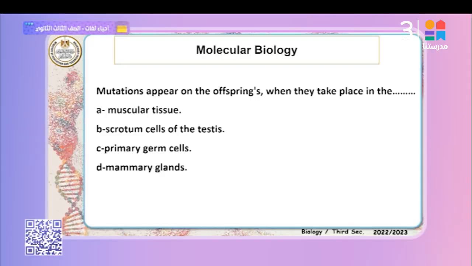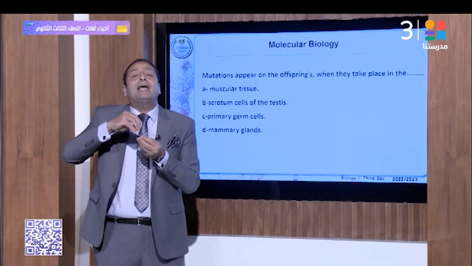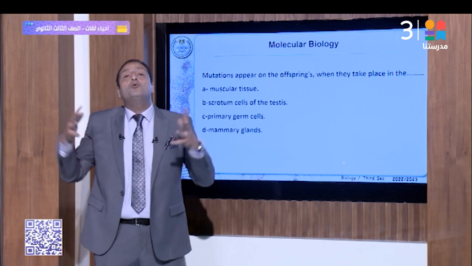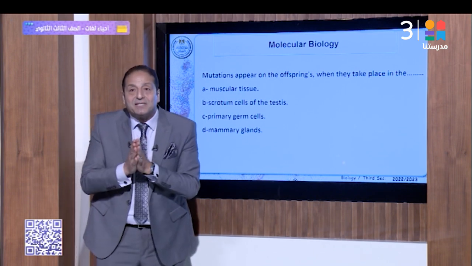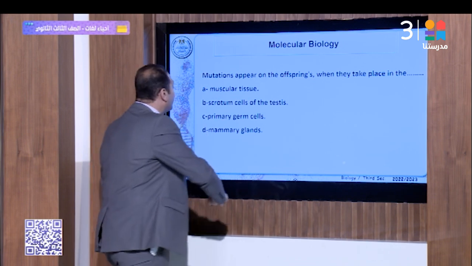Do mutations appear in the offspring when they take place in muscular tissue? No. A mutation that is transferred from the parent to the offspring, from generation to generation, is called a true mutation. One that doesn't transfer to the offspring is called a false mutation. What is related to the mutations? Muscular tissue? No. Sertoli cells of the testis? No. Primary germ cells. Why? Because the primary germ cells form the sperm. Sperm is produced in the testis and released to fuse with the ovum, forming the new embryo. If a disturbance occurs in the primary germ cells, the mutation is transferred into the sperm. The best answer is primary germ cells.